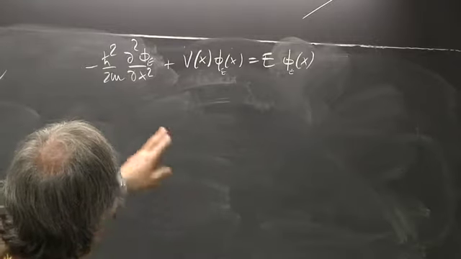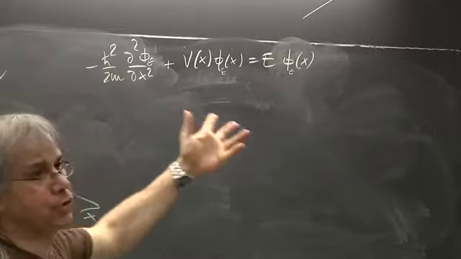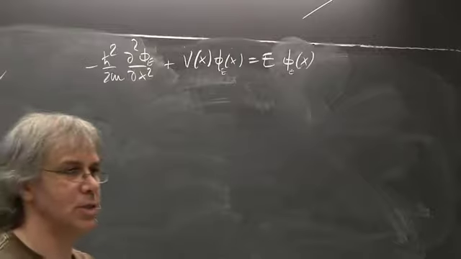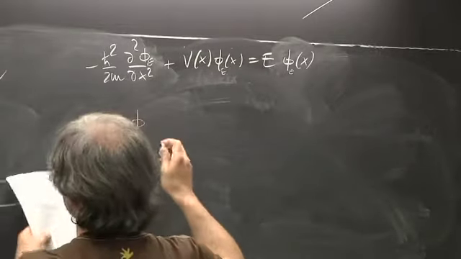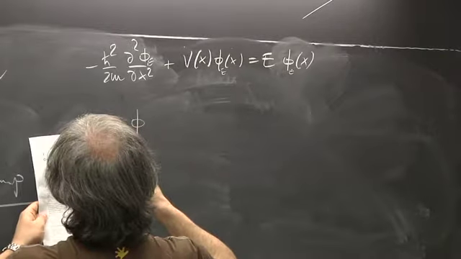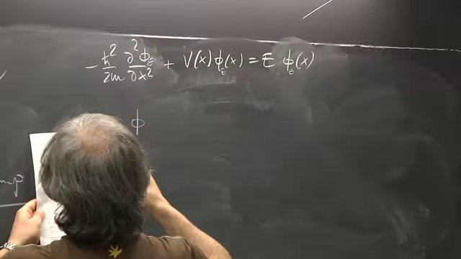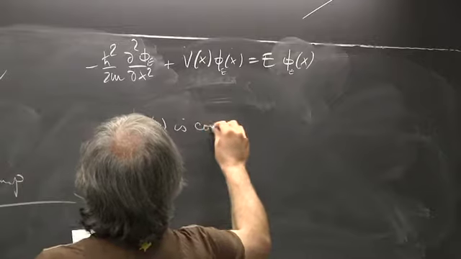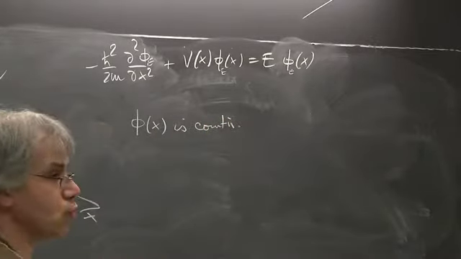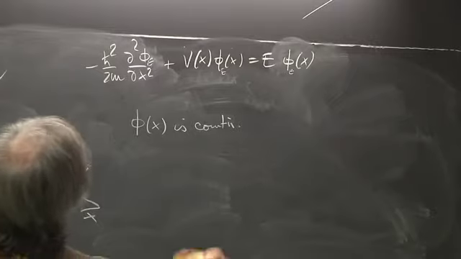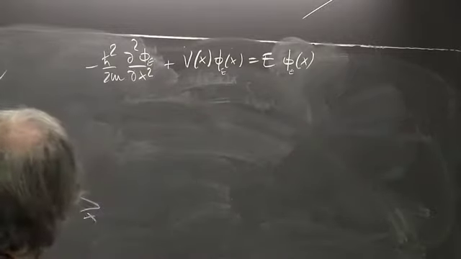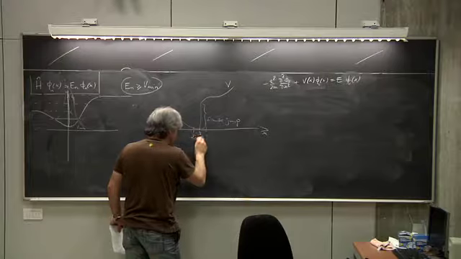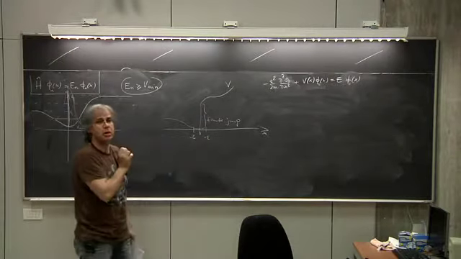But certainly, the function has to be continuous, okay? Otherwise, how can you possibly calculate second derivatives and things, all right? So the function is continuous. So phi of x is continuous everywhere. Let us try to see what happens to the derivative. Well, in order to see what happens to the derivative, I do the following. Let me integrate this object between minus epsilon and plus epsilon, where epsilon is a small length.